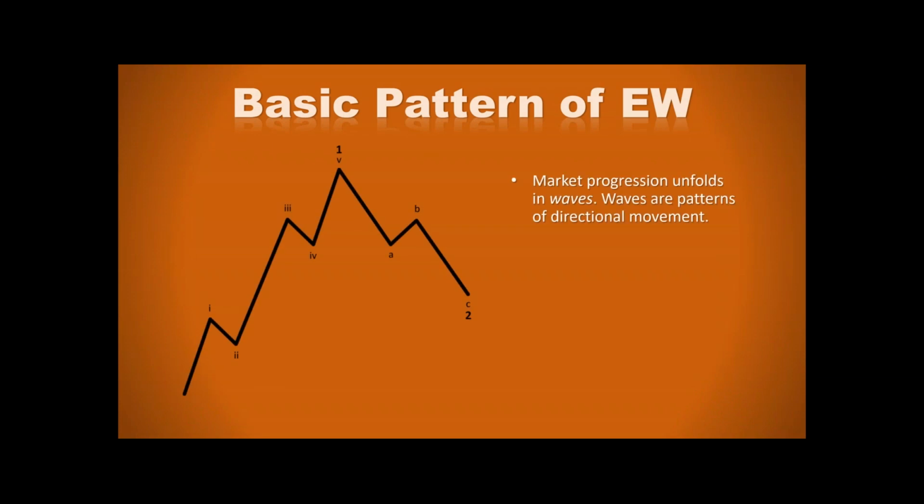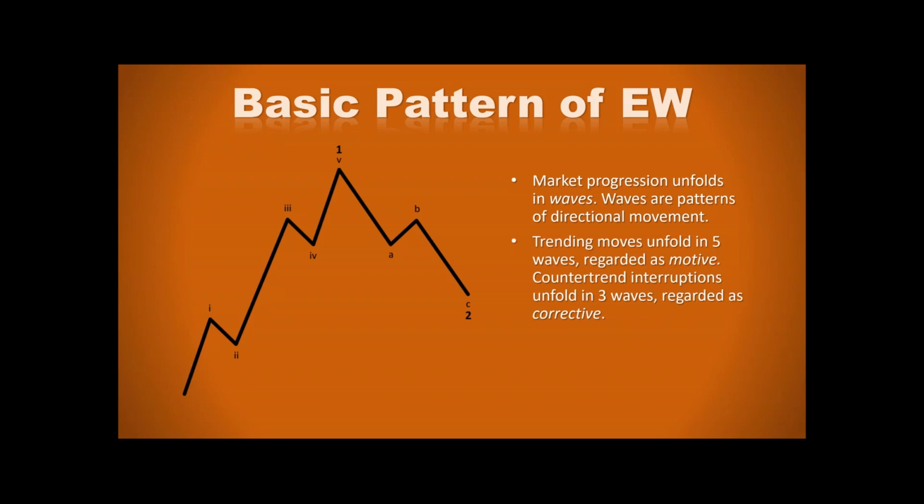All right, so let's get into how that is reflected in financial markets. That brings us to the basic pattern of Elliott wave theory. And as you can see, that is 5 waves up, 1, 2, 3, 4, and 5, followed by a 3-wave corrective pullback. So market progression unfolds in waves, and these waves are patterns of directional movement.